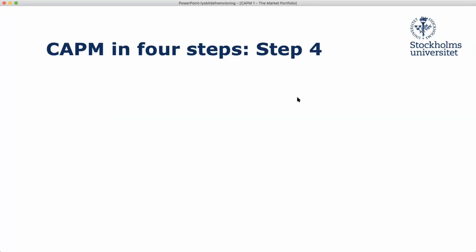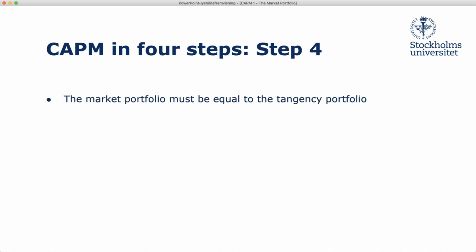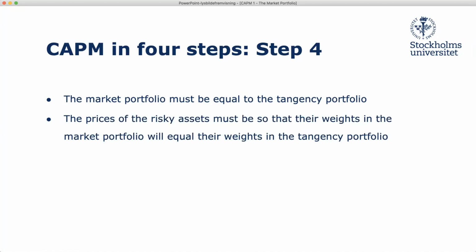Hence, recalling our initial assumption that prices must be set so that demand equals supply, the tangency portfolio must be equal to the market portfolio. In other words, the prices of the financial assets must be set so that the portfolio weights of the market portfolio, that is, the relative market value of all risky financial assets, result in a portfolio that maximizes the Sharpe ratio.